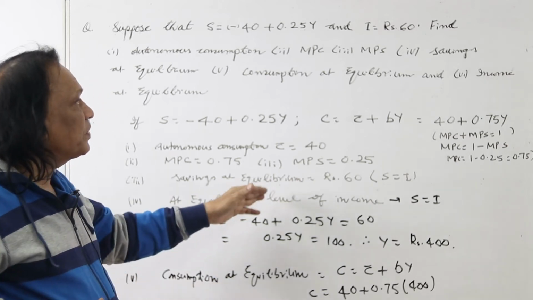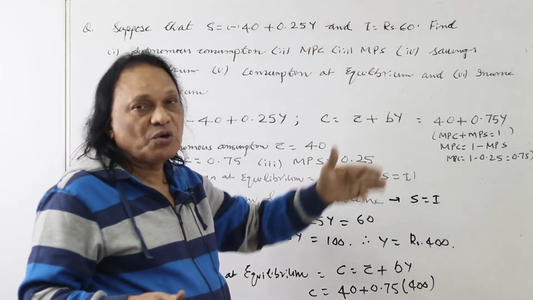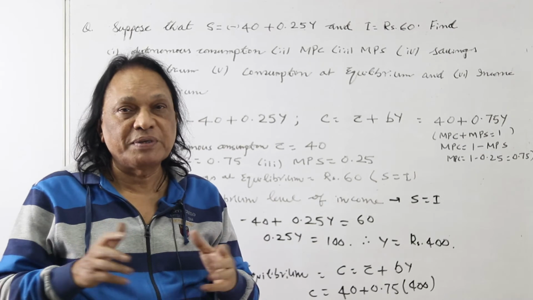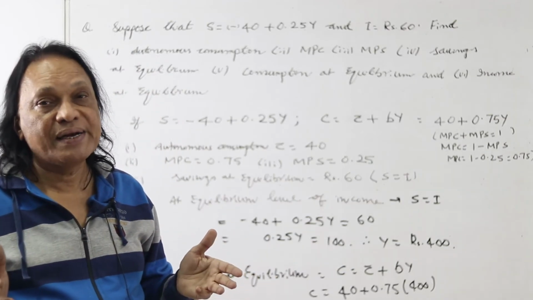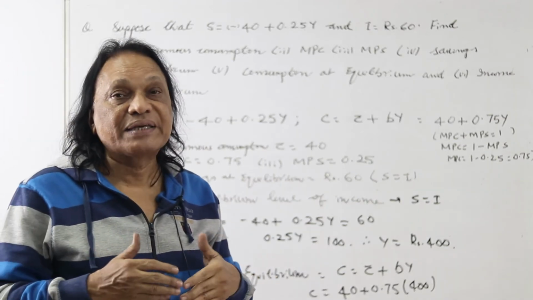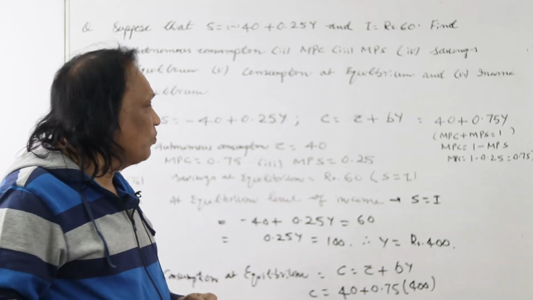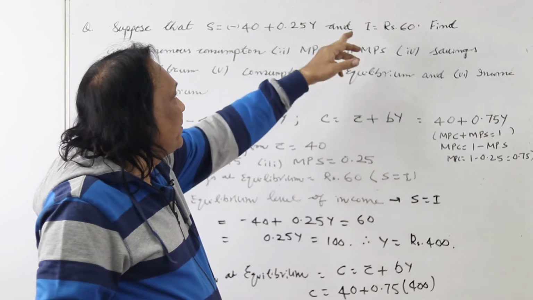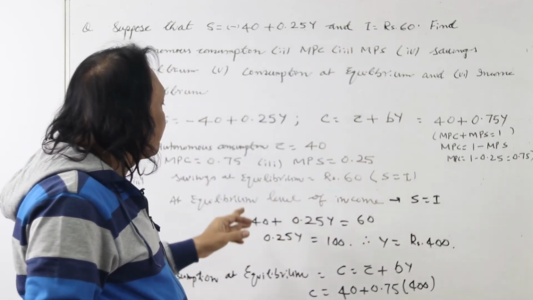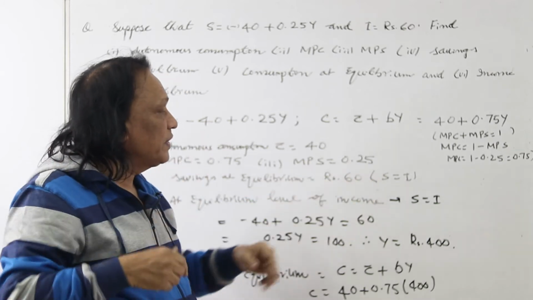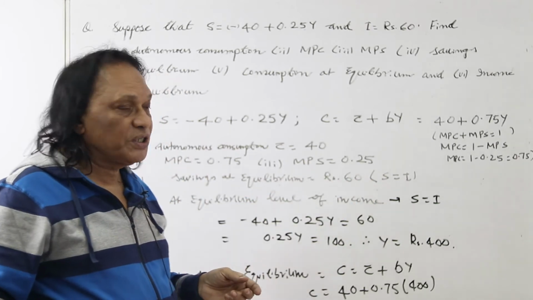Savings at equilibrium is given in the question itself. We know that at the equilibrium level of income, employment and output, S is equal to I. Planned, ex ante savings are equivalent to planned or ex ante investment. Both are equal. So it's given to you here, S is equal to 60. We picked it up here. At the equilibrium level of income, savings are 60. Investment is also 60.